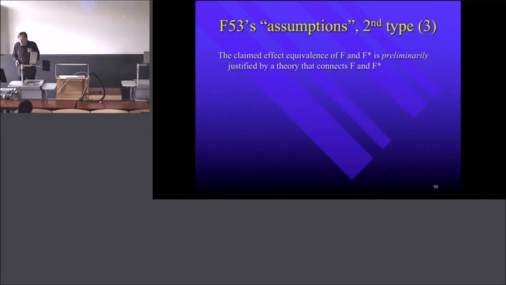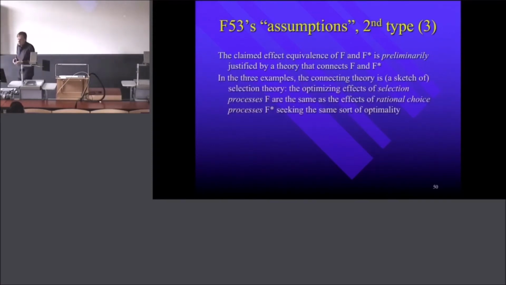And then the claimed effect equivalence of F and F star is preliminarily justified by a theory that connects F and F star. So you have a theory that tells you, look, it's quite possible and plausible that F star has the same effects as F, right? And you've got a theory that gives you the motivation and preliminary justification. Now, in the three examples that we discussed, the connecting theory of F and F star is a sketch of selection theory, right? Biological selection theory or some sort of selection theory concerning economics or expert billiard players.